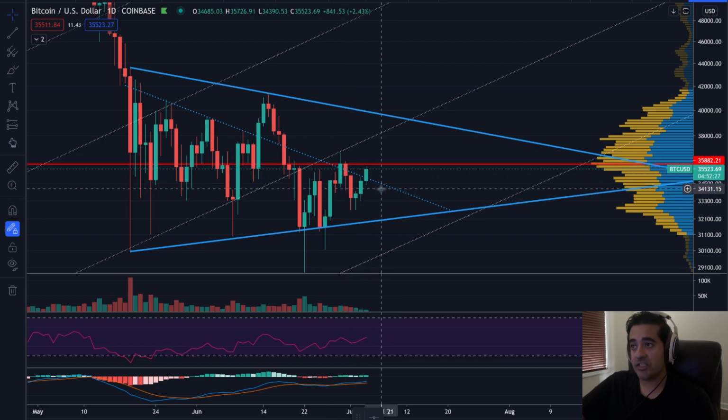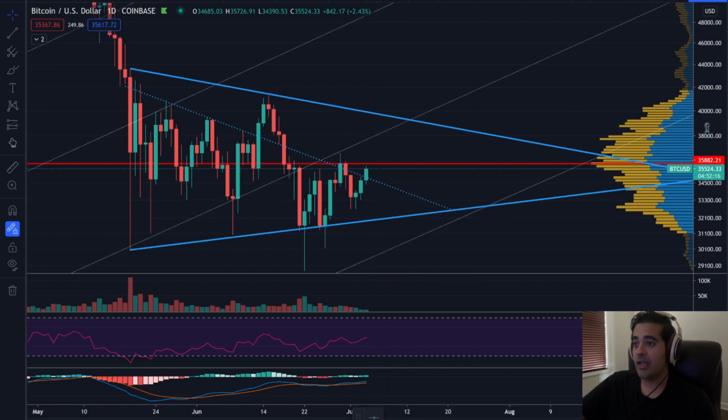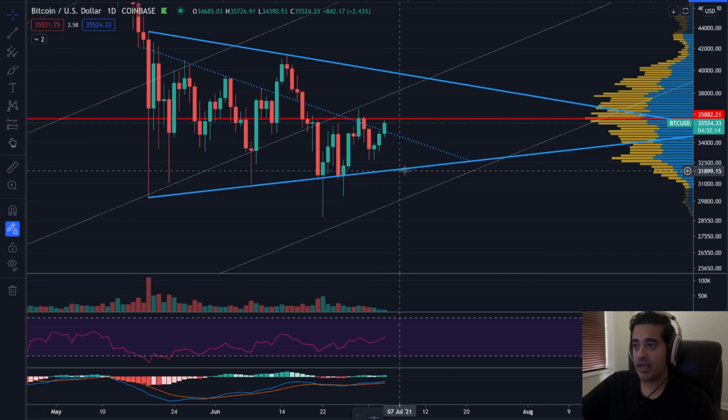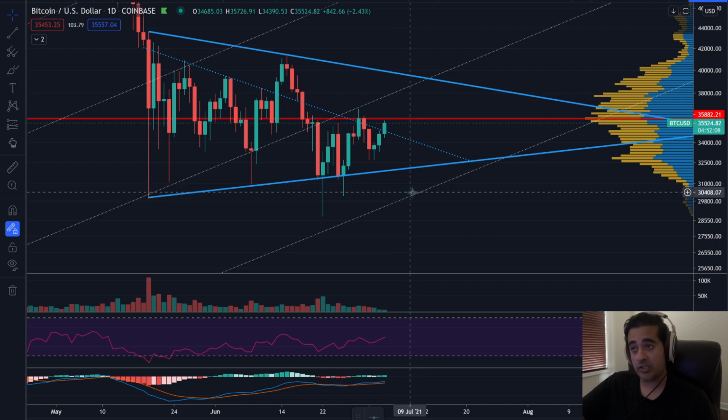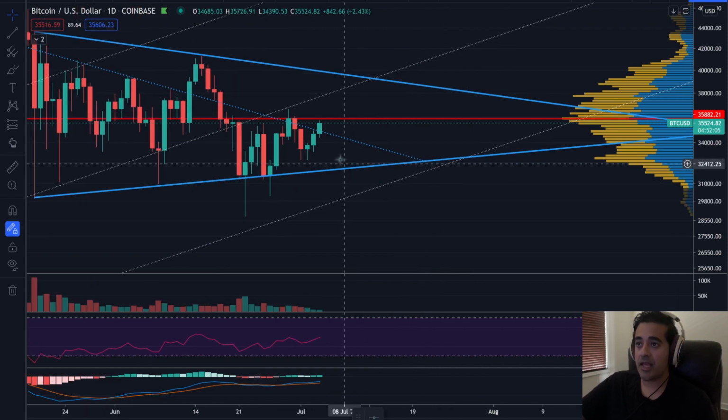But if we really want to see more price appreciation in the short term, what we want to see is no sustained moves below. We don't want to go back to the 32, 33 range, because once you do, then all these other areas are in play, right? Then you have 31,000 in play, and you even have 30,000 in play, which is where the bottom of this regression line is now. So keep that in mind right now.